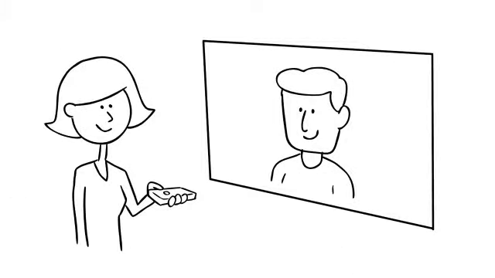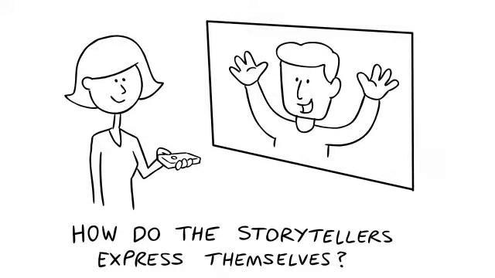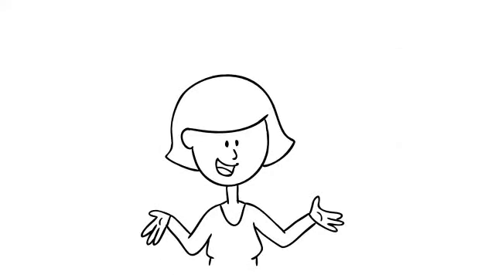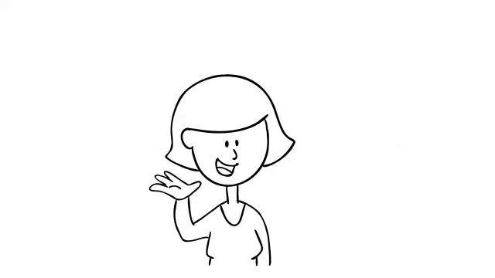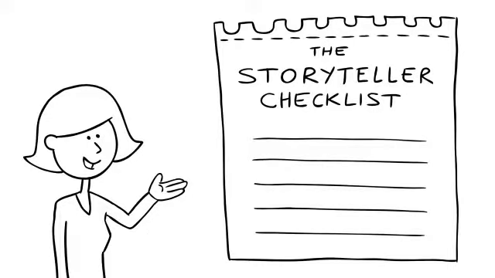Start by watching a story, then analyze how the storytellers express themselves. What are the different tools storytellers use when they're telling a story? Let's fill in the storyteller checklist together, and we can use it to remind us when we start retelling our own version of the story.